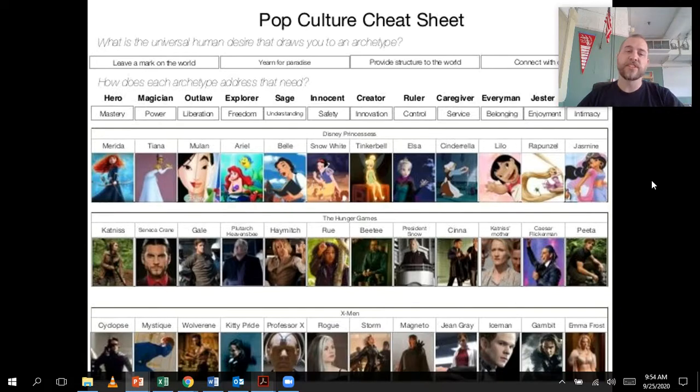Now, you could start off with an archetype for your protagonist and move beyond it, show that your character is more than just the sage archetype. They're more than just the creator archetype. That's a way to go with your protagonist, but it's not necessarily needed all the time.